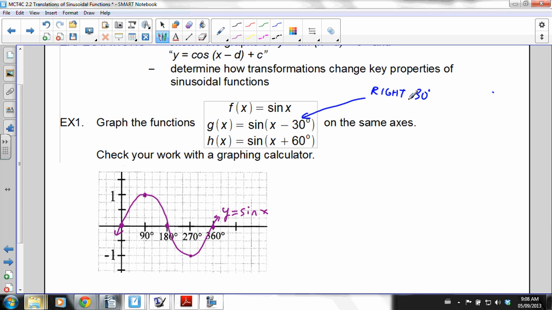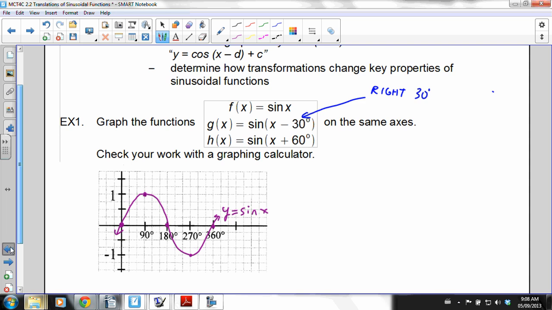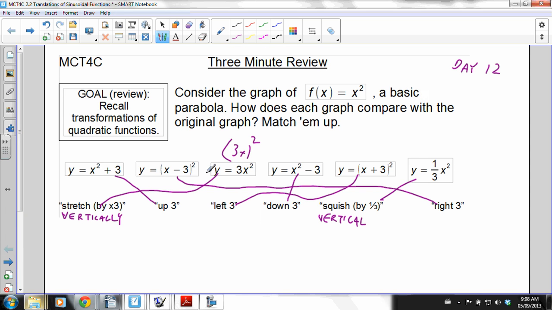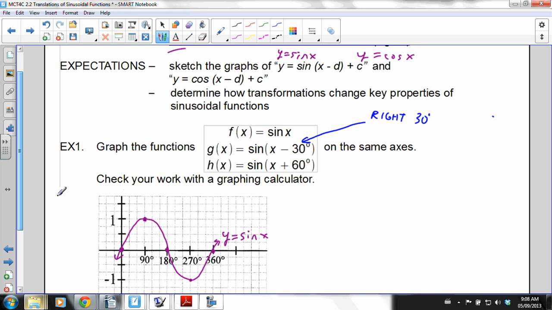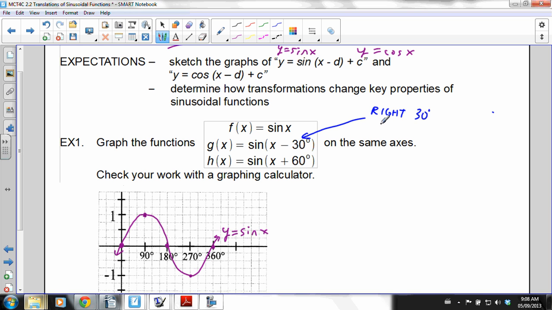Now notice that sounds like a lot, because up here, if we took our 3-minute review and this was right 30, that would be 30 ticks to the right. But this one, each tick's only worth 30, so this is actually right 30 degrees. But that's only right one tick. And so each of my important points, I'm just going to move them right one tick.